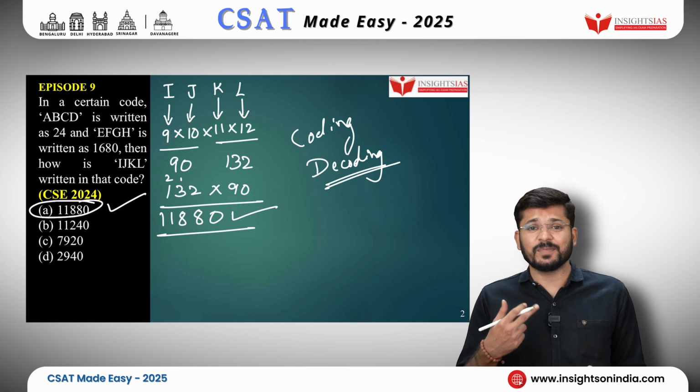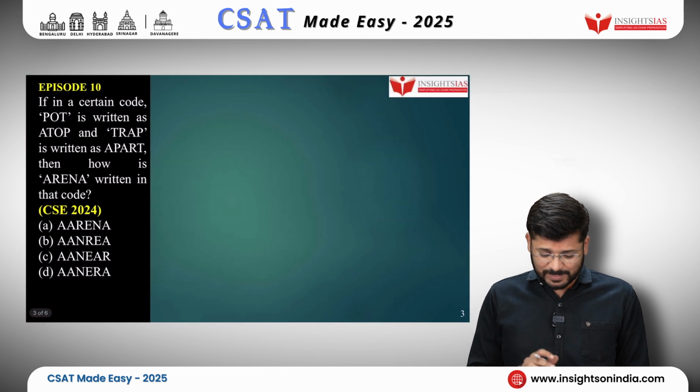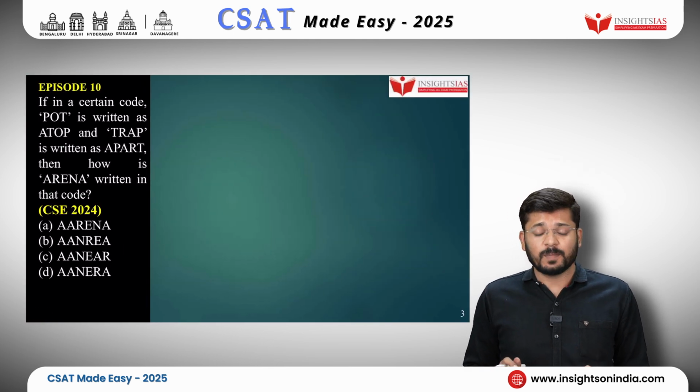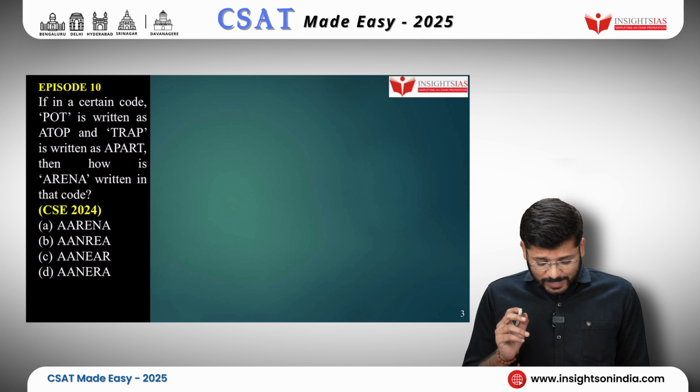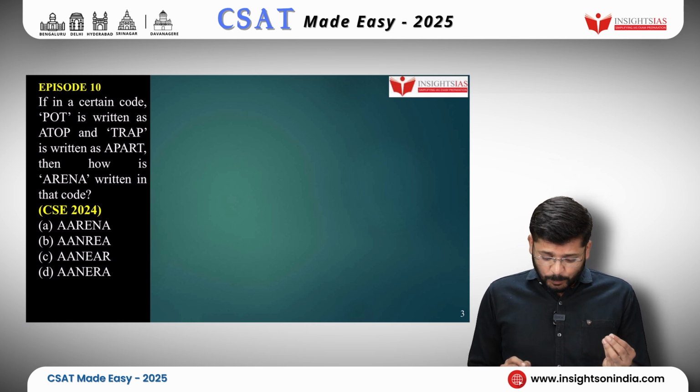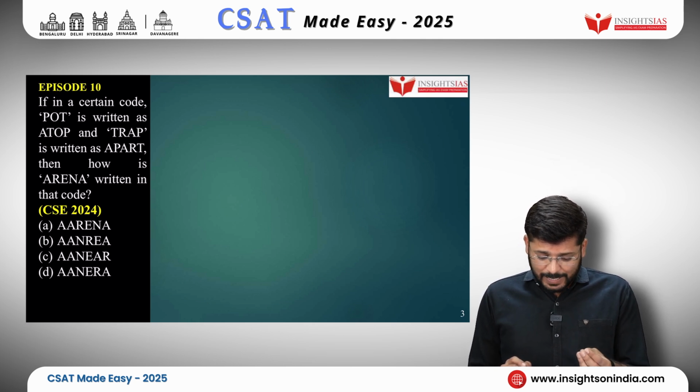Let's go to the solution to the homework question of episode 10. This is also a question on coding decoding. Let's read the question now. If in a certain code, pot is written as atop and trap is written as apart, then how is arena written in that code?